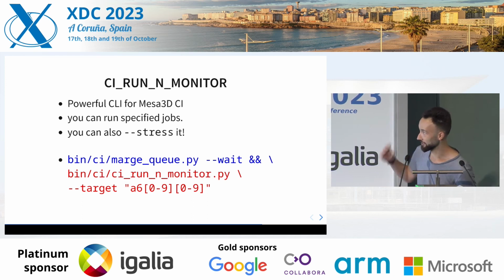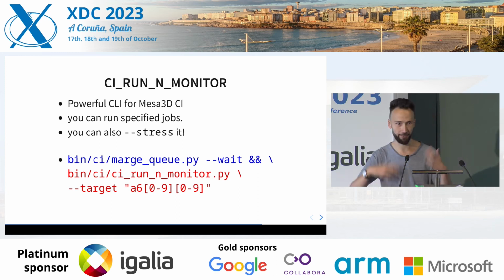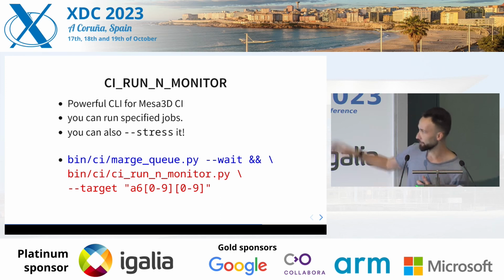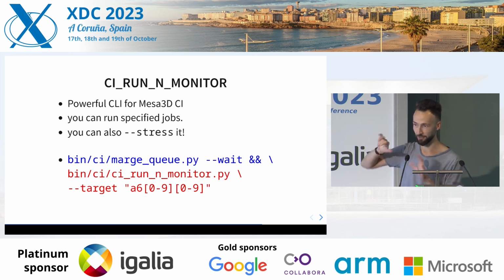Anyway, the script is like a CLI interface for GitLab CI for Mesa. It automatically triggers dependencies, and automatically triggers the jobs you specify. You specify the jobs with regex. It's Python regex, not bash regex, so you have to use the right syntax.